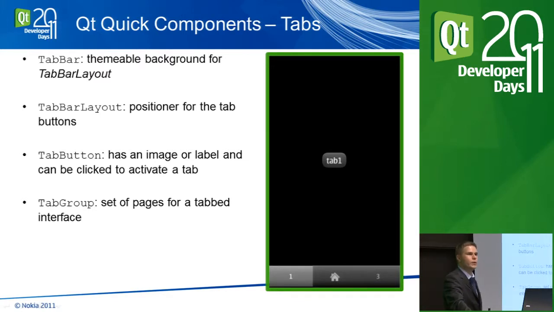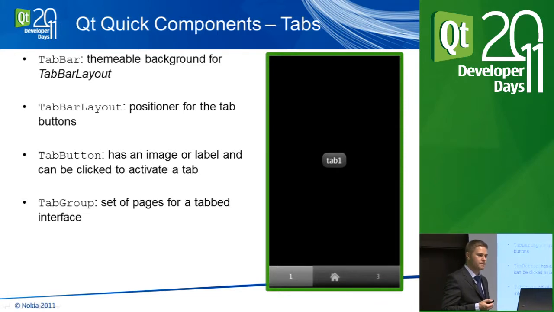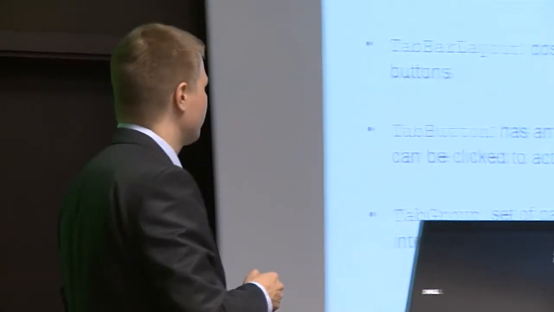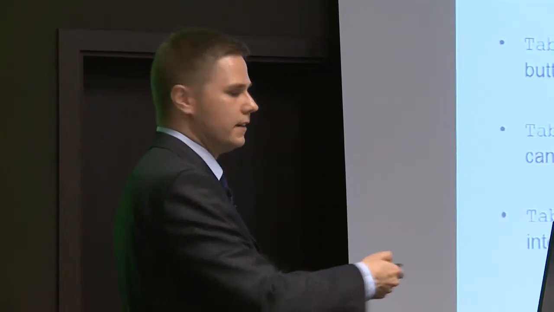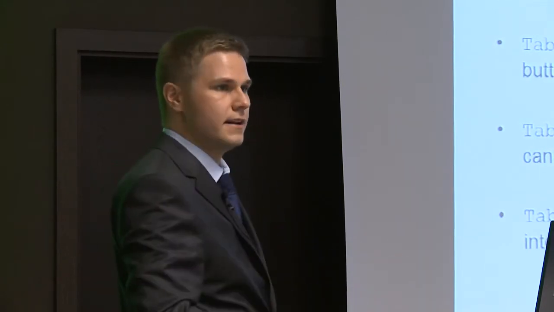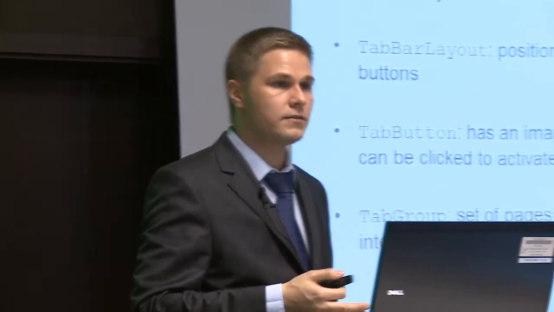Then we have the tabs that we mentioned already. Basically what we have is a tab bar that contains tab buttons, and the buttons control a tab group that contains a number of pages. When we have the first button selected, we get the first page. If you select another button, then you get a new page.